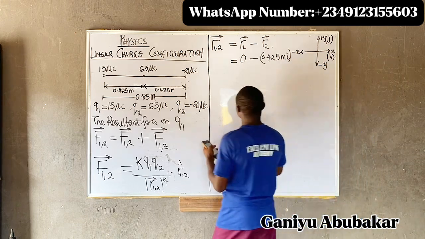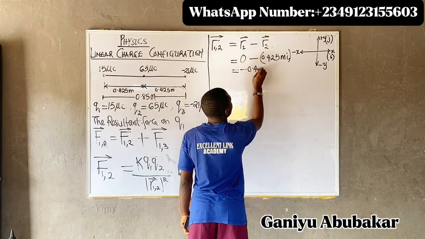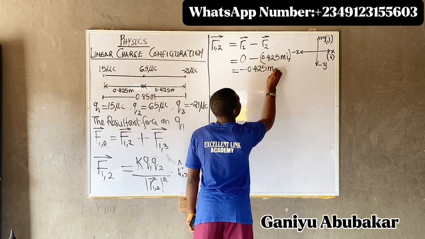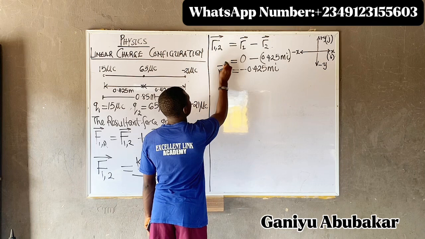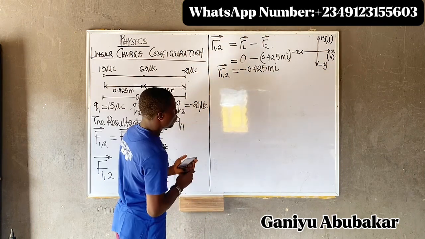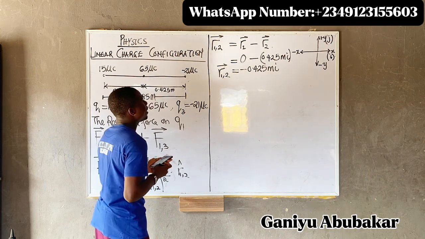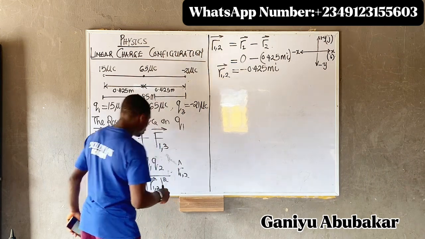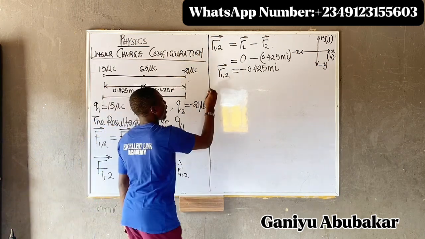Solve this one here. I'll have minus 0.425 meters i. That's your R12. So R12 is equal to minus 0.425 meters i. So I have this value here. Next task, please. Let's get the magnitude. I just got R12. Let's now get the magnitude of R12.